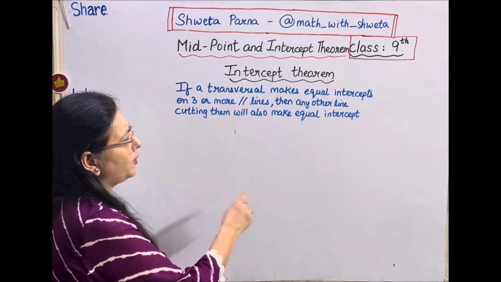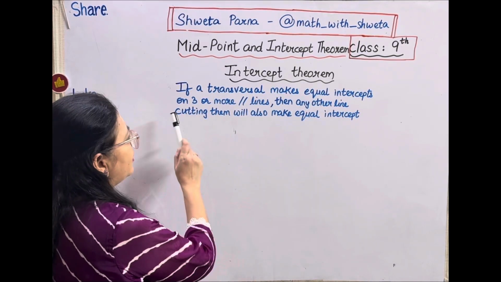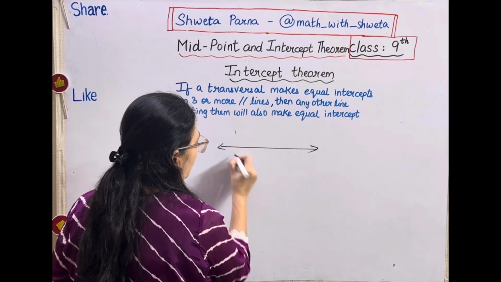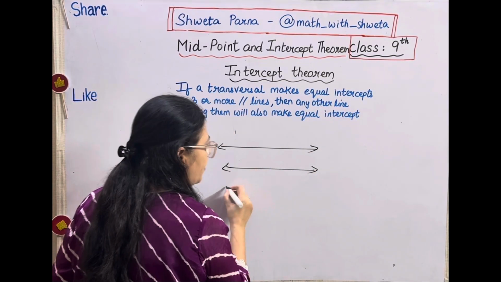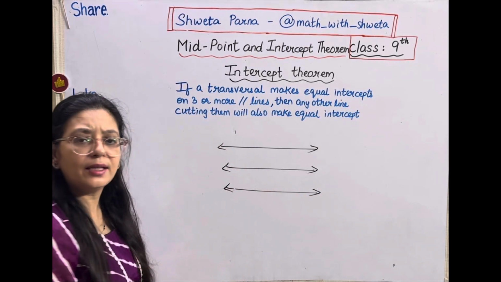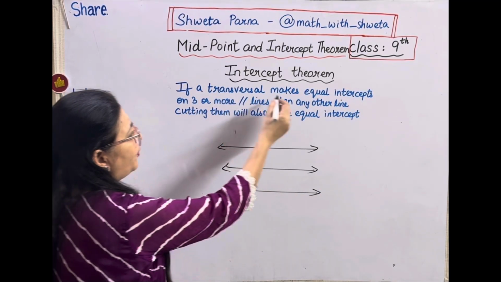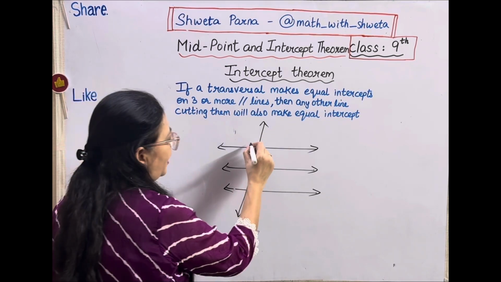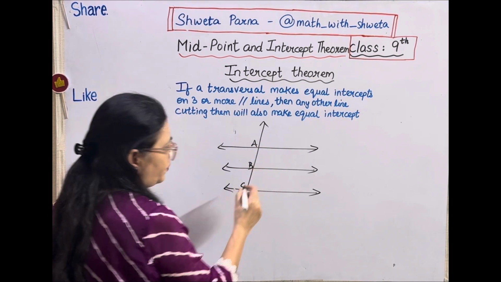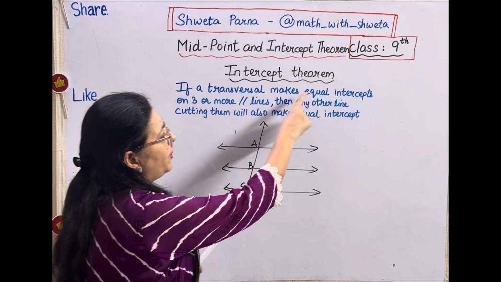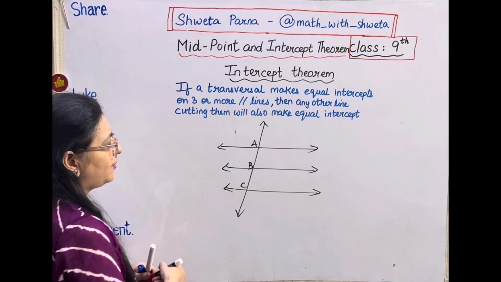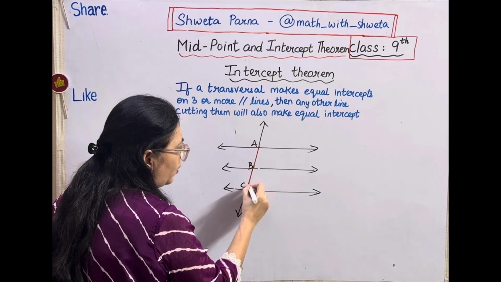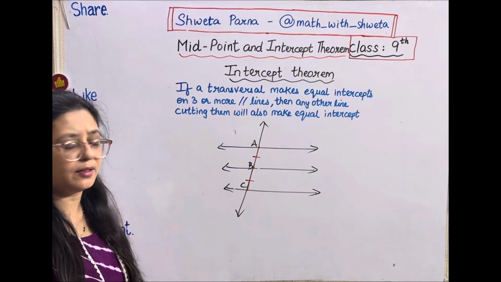Now, if a transversal makes equal intercepts on three or more parallel lines, say for example, I draw three parallel lines. It can be three parallel lines or more than three parallel lines. And a transversal is a line which cuts these parallel lines. Say I name it as A, B, C. If a transversal makes equal intercepts, what is an intercept? Intercept means AB will be equal to BC. This is equal intercept.